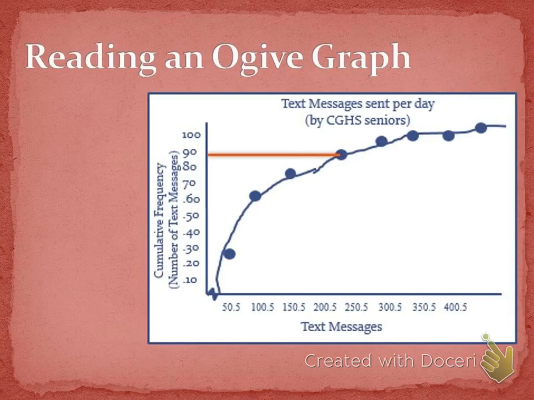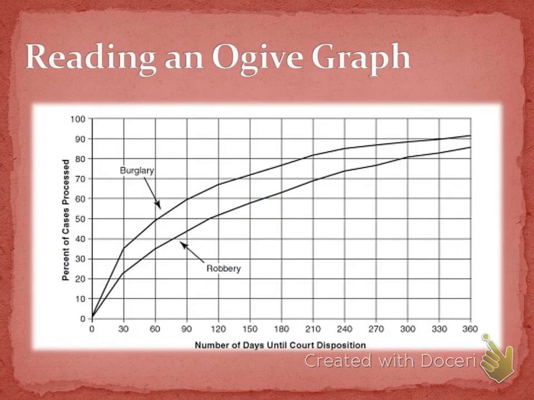If you want to find out how many texts you have to send to be in the 90th percentile, right? You find 90% on the y-axis, slide over to your graph, and then slide down from there, and that'll put you right about, I don't know, 220. Right? And so again, we're just guessing.